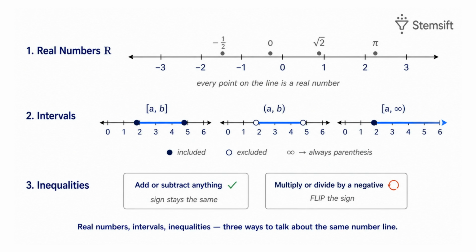Real numbers, intervals, and inequalities. They're really three different languages for talking about the same thing, pieces of the number line. Once you can move between them fluently, a huge amount of math suddenly becomes easier to read. From solving equations, to graphing functions, to defining domains and ranges, it all builds on this.